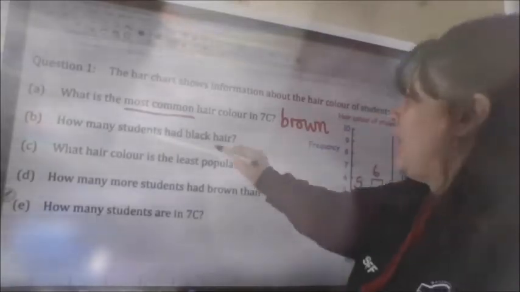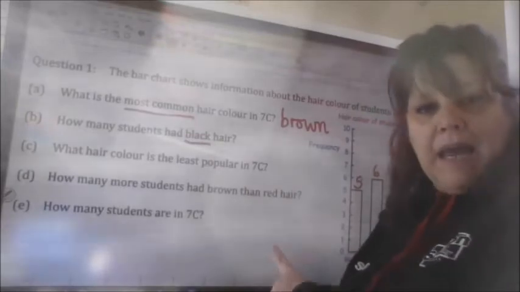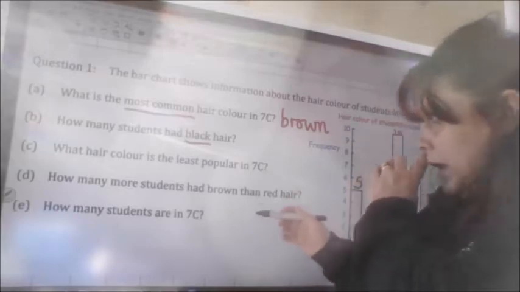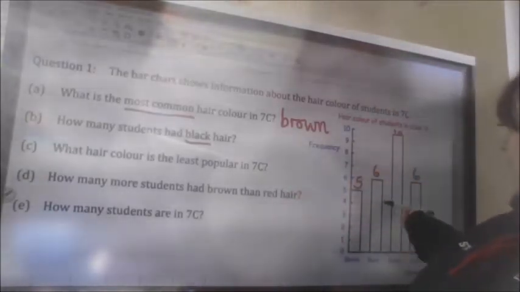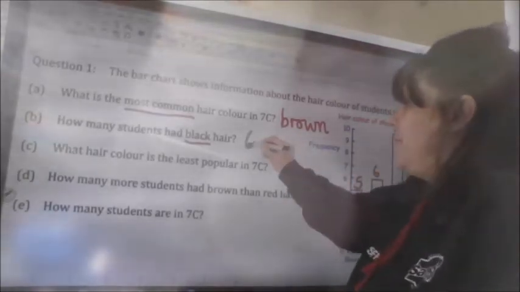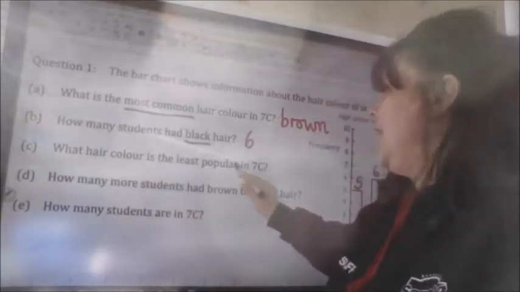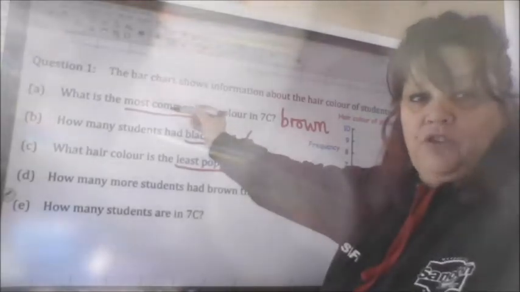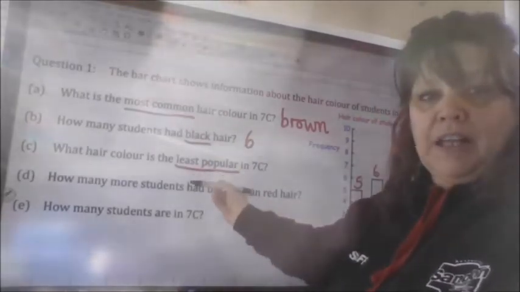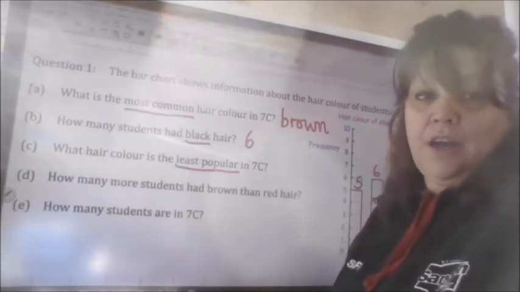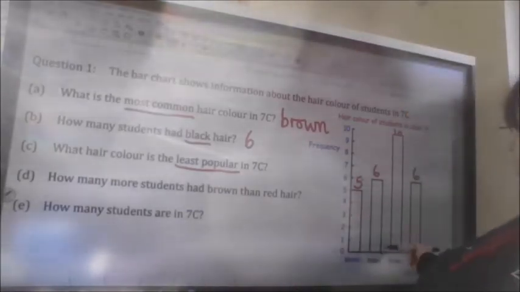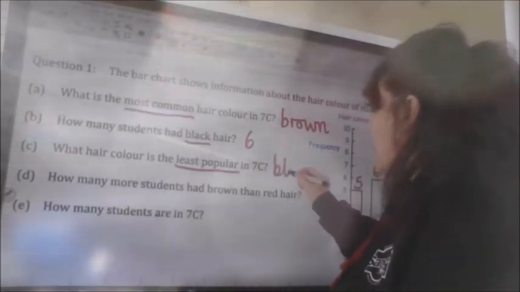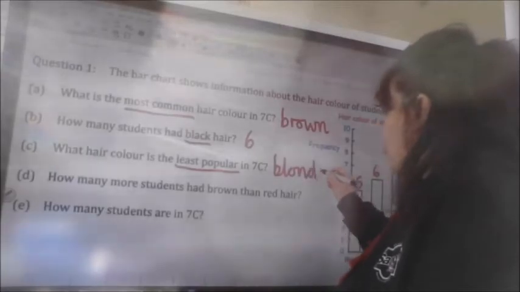So then, how many students had black hair? So I'm going to underline black because I know then I'm looking at the right part of my chart. So how many students? If I find black and my column, that's 6. And what hair colour is the least popular? So we were looking at the most popular here in question A, but in C, we're looking for the least popular. So which is my lowest column? And if I have a little look, it's blonde.